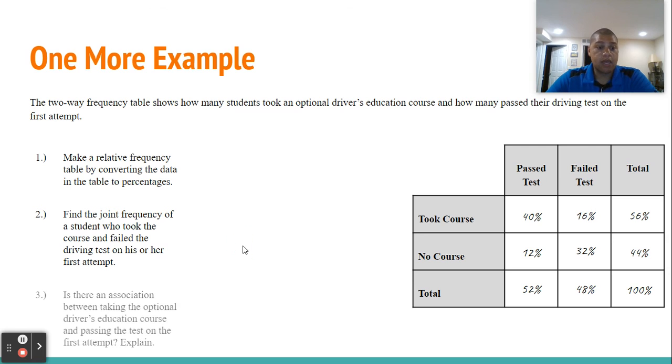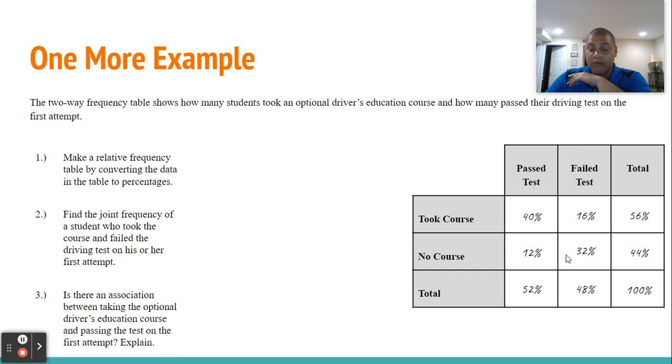Okay. Then they say, is there an association between taking the optional driver's education course and passing the test on the first attempt? Here you got to do a little bit of thinking. But what are they asking about? Okay, they're asking about people who took the course and passed the test on their first attempt. Okay, we had take the course, pass on their first test. That's 40% of people took the course and passed it.